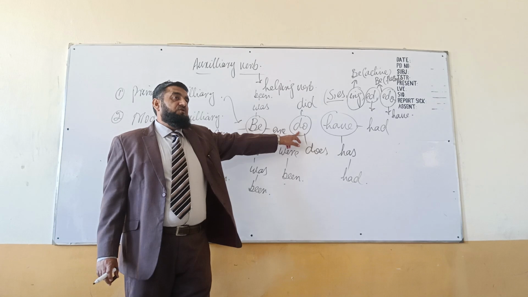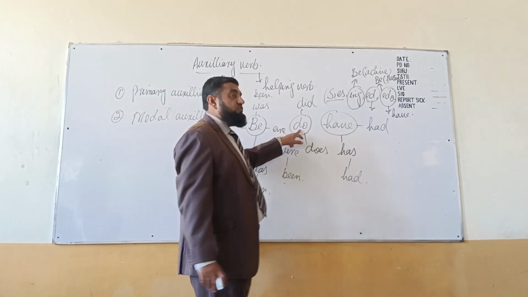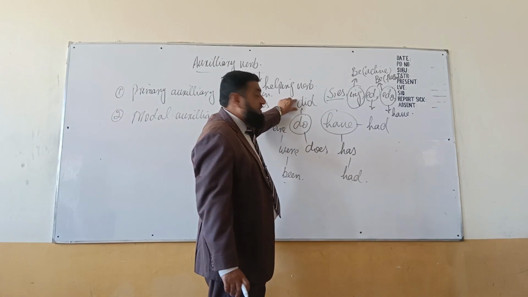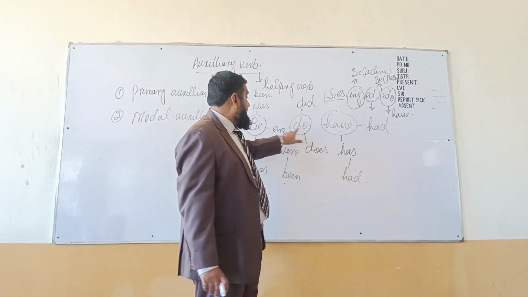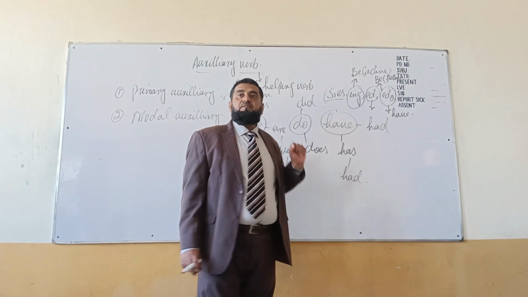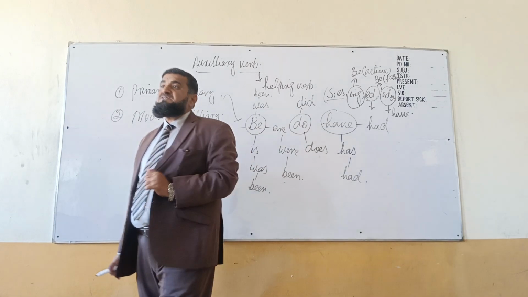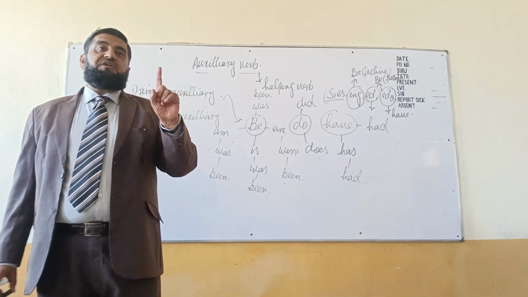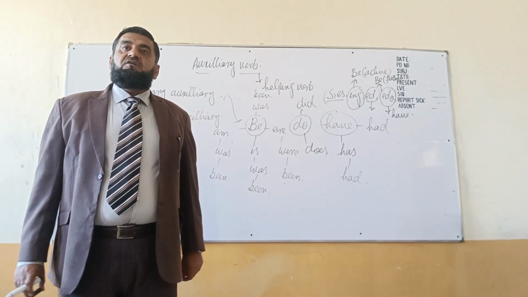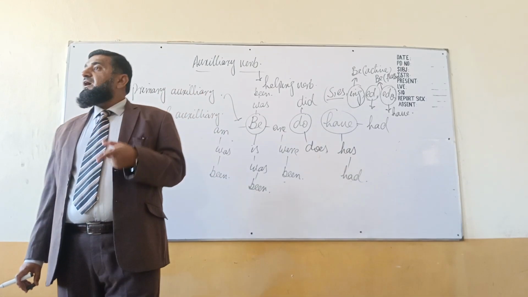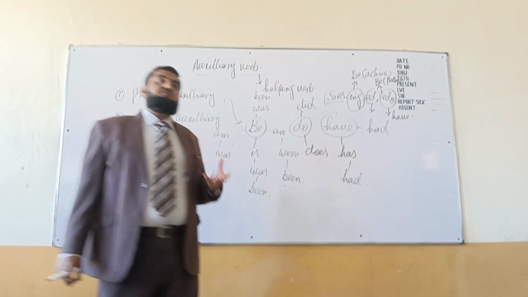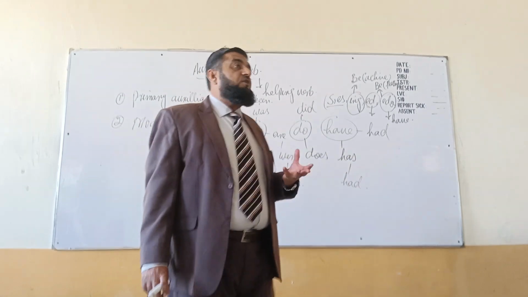Auxiliary do will be used. Auxiliary do means, in the past we will use did, and in the present indefinite we will use does or do, for the purpose of changing a sentence into negative or interrogative. And I have told you that the function of an auxiliary is to be an operator.